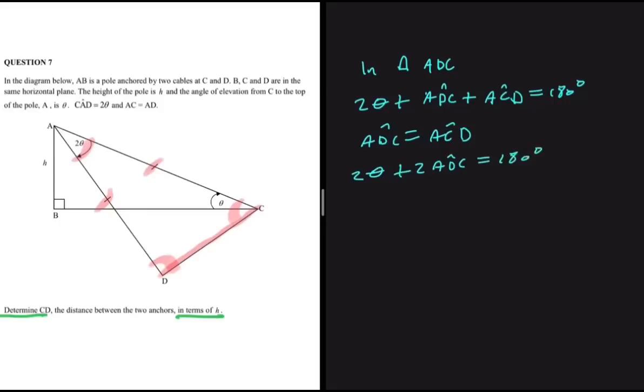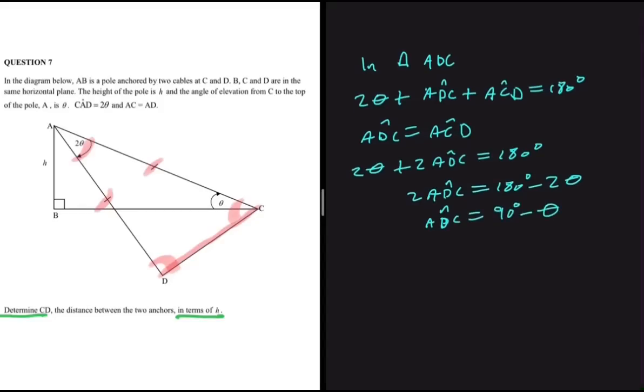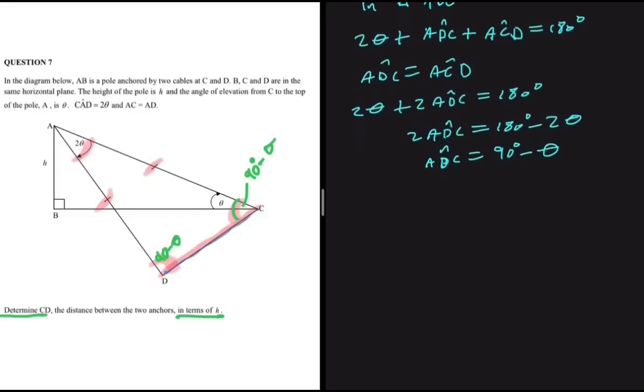So now we have 2 ADC being equal to 180 degrees minus 2 theta. If you divide both sides by 2, you get ADC is equal to 90 degrees minus theta. So now we have this angle here, which is 90 degrees minus theta. This angle here is also 90 degrees minus theta. Let's not forget our aim. We want to determine line DC, right?